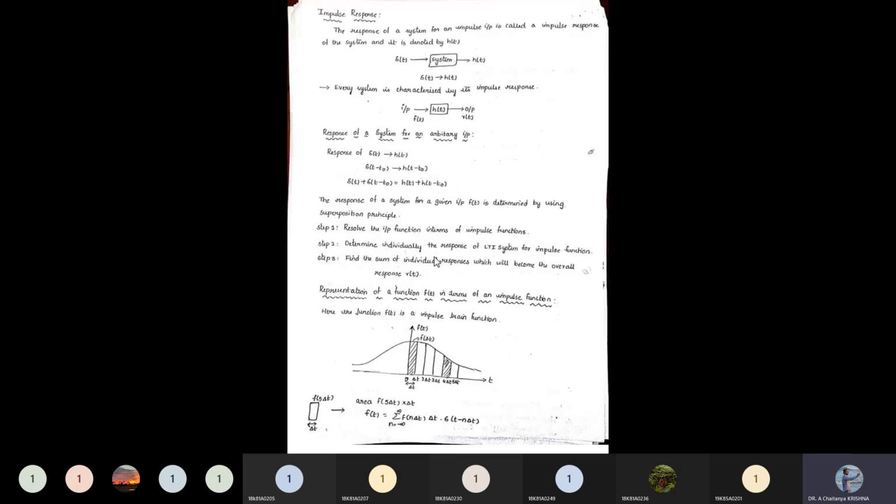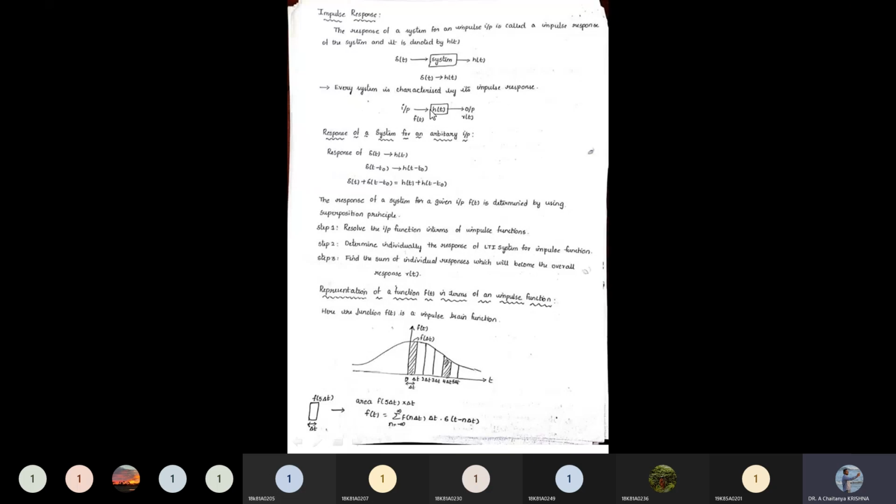Here the representation is del of t tends to h of t, meaning del of t is the input and h of t is the output. In every system, whatever the input is, we can represent it as f of t, and the output as r of t. That output we call the response. And for every system, if the input is an impulse signal, then the total response of the system is f of t convolved with h of t, the output.